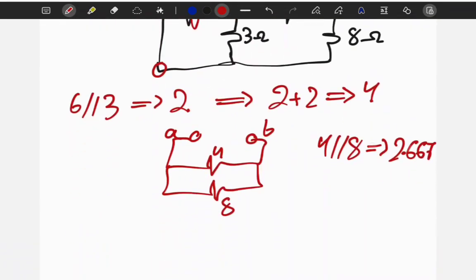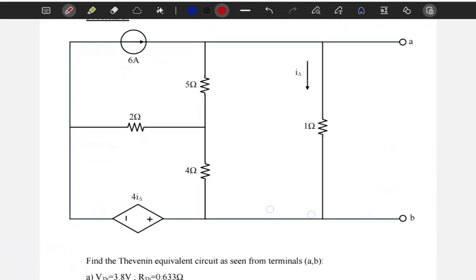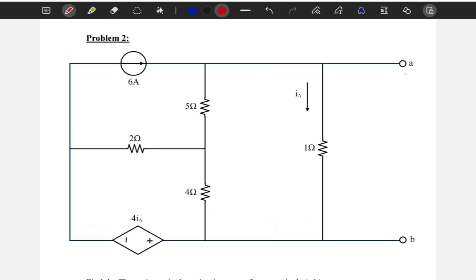So let's go back and apply what we have learned here. So first of all, I need to find V Thevenin, right? And I assume open circuit. So the current right here is 0.